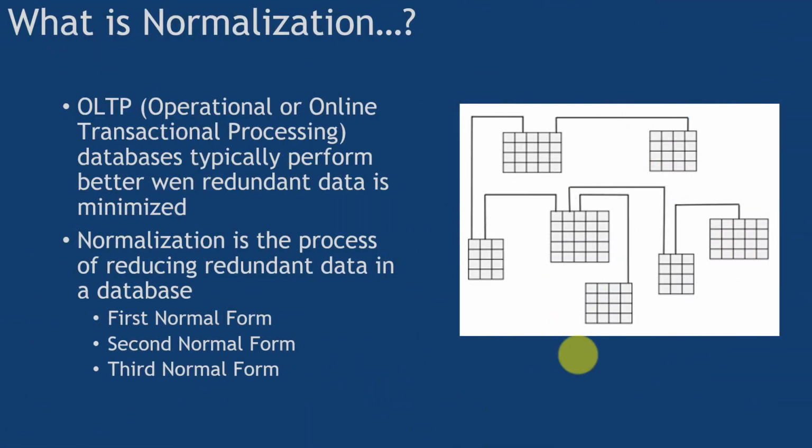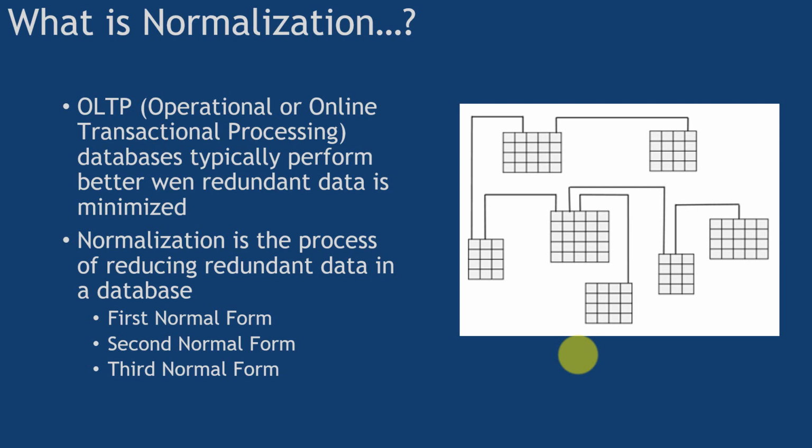So basically, what is normalization, right? OLTP, which is an operational or online transactional processing database, typically performs better when redundant data is minimized. So normalization is the process of reducing redundant data in a database. That's the whole concept. We have six normalization forms in total, but the first three are the major and most consumed ones. We are going to discuss them in this video: the first normal form, second normal form, and the third normal form.